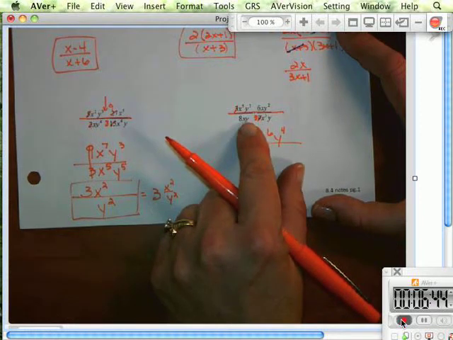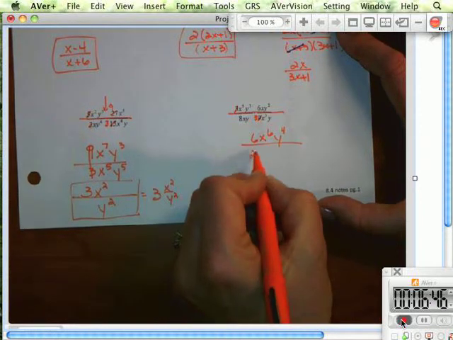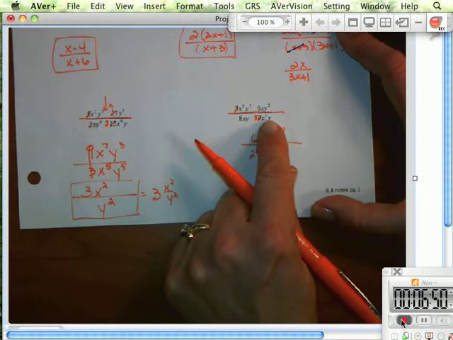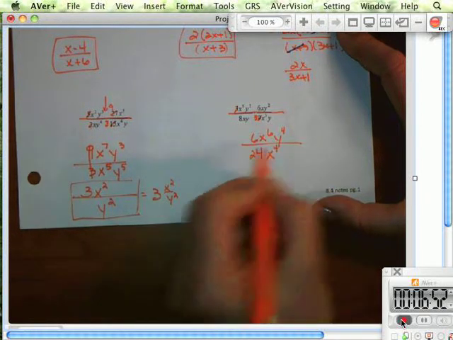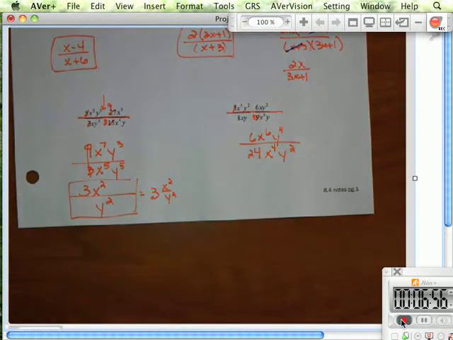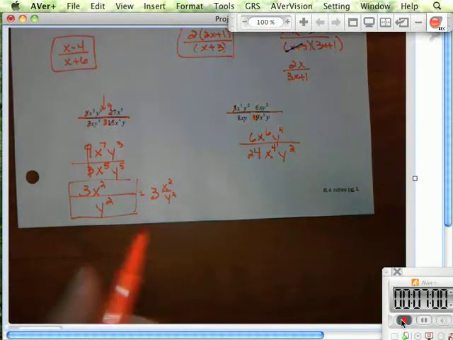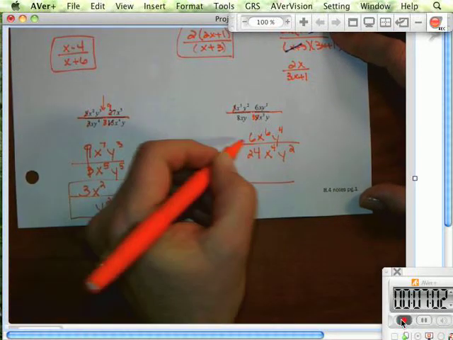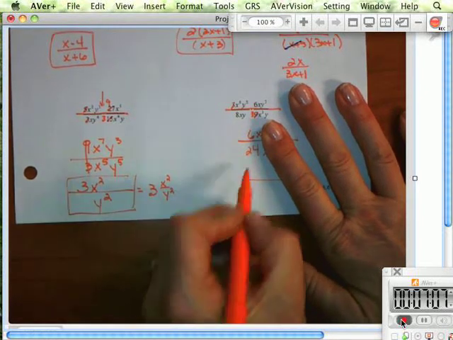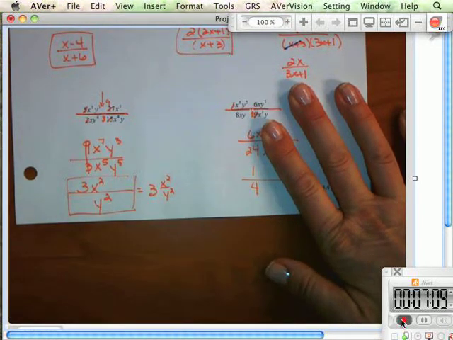My denominator, I have 8 times 3, which is 24. X to the 1st power times x to the 3rd gives me x to the 4th. And y squared. Good where I'm at so far? Stop me if you're not. Okay. I can reduce this fraction. 6 over 24 reduces to what? 1 over 4. I'm just going to rewrite it as 1 over 4.